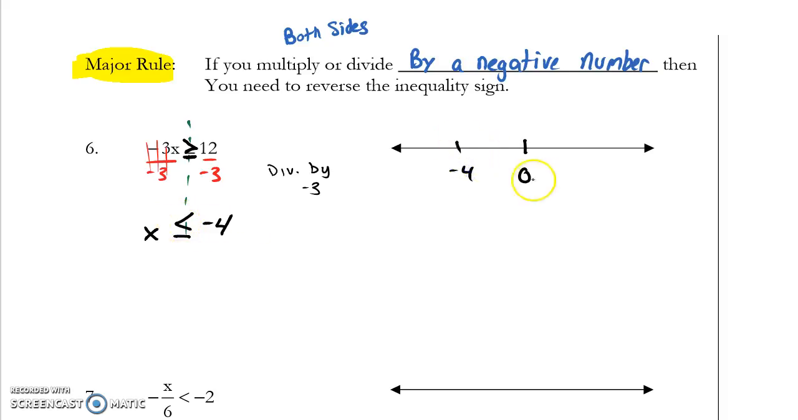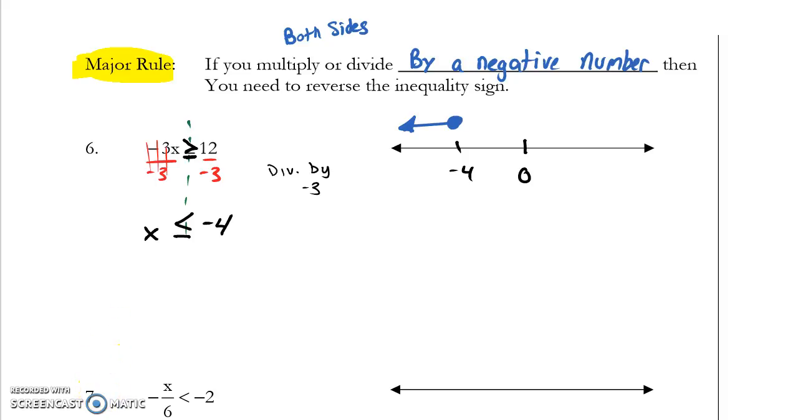I still have to put 0 and negative 4. I still am going to have a closed circle, but instead of graphing to the right, which is what the original symbol would imply, I graph to the left, because my variable's on the left and the arrow points left.